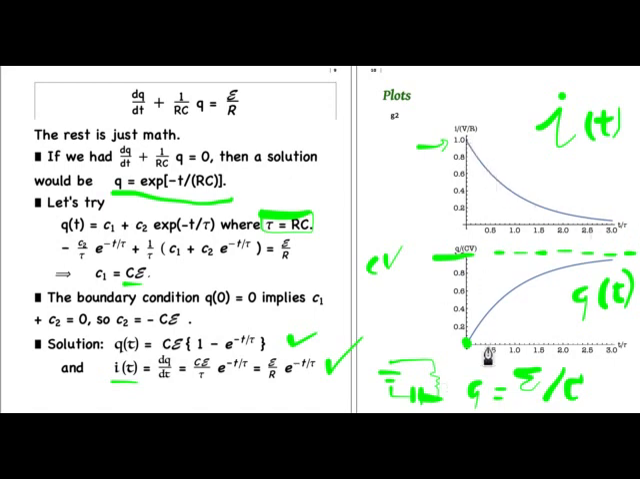So this time dependence is called a transient. You get this transient time dependence. The system approaches the steady state, where Q is CE. The capacitor is completely charged. But to approach that steady state, it has to start from the chosen initial state, which is different. And so the approach to equilibrium is called the transient.